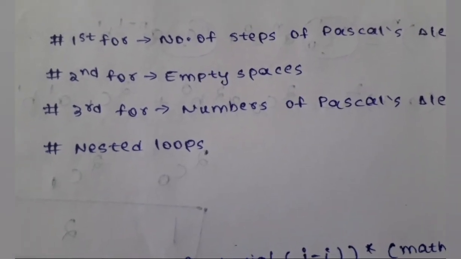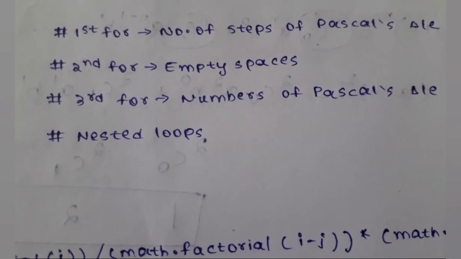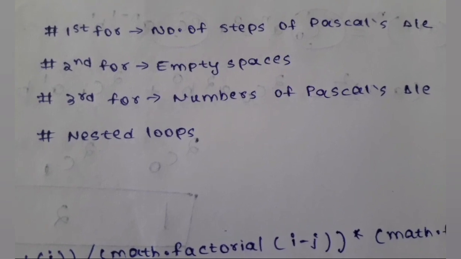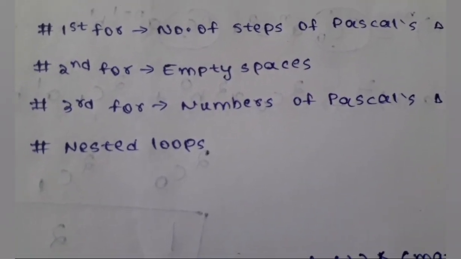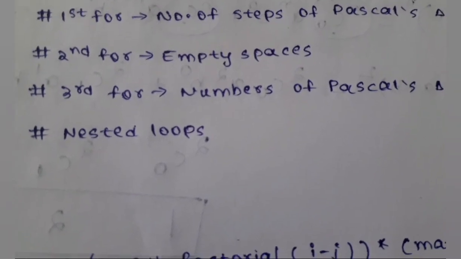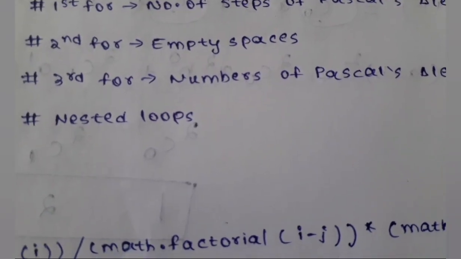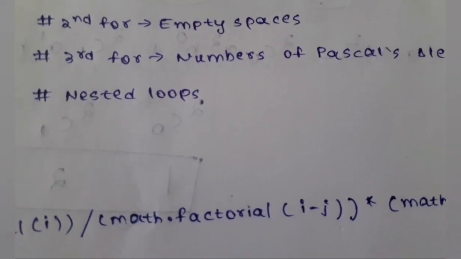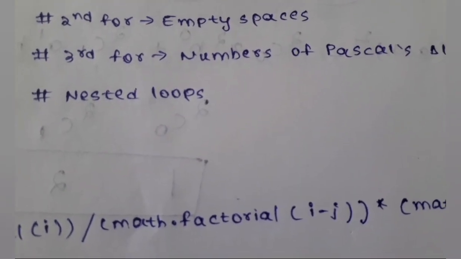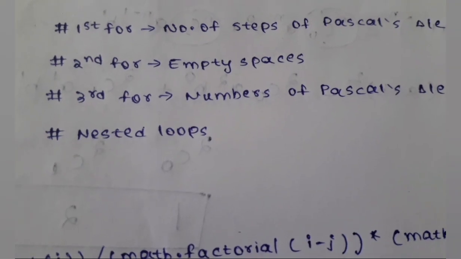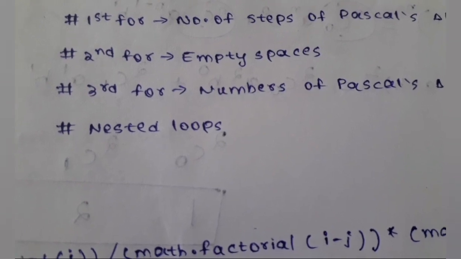My first for loop in the code is to decide the number of steps of Pascal's triangle. Then the second for loop is implemented for printing empty spaces to make sure that a triangle is printed. Then the third for loop is for the numbers in the Pascal's triangle, and these three for loops are arranged as nested loops.